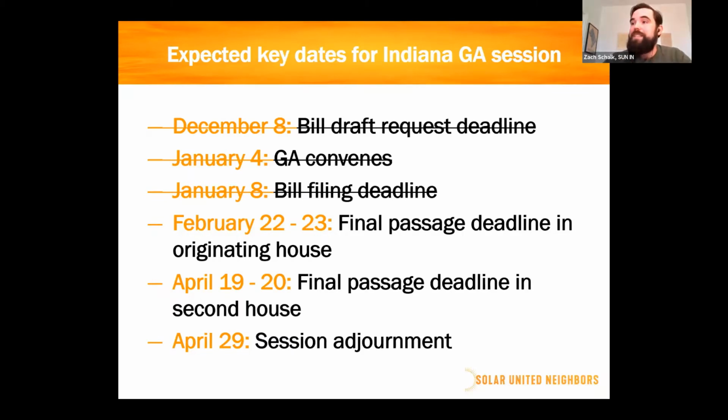So after a bill passes out of the first House, it will also have to pass out of the second House if it's going to become law. The current timeline for that is that by April 19th or 20th, the final passage deadline out of the second House is expected. And then April 29th is when we expect session to adjourn, although all of these deadlines could potentially change by action of the legislative bodies.